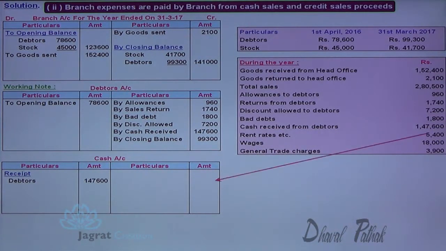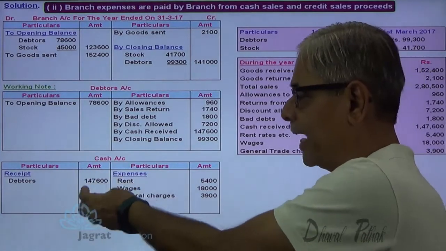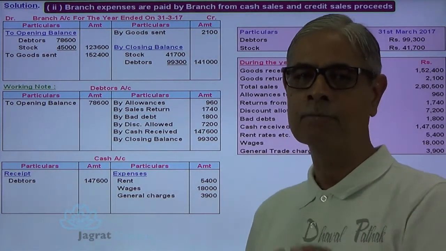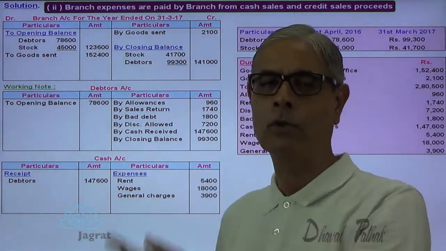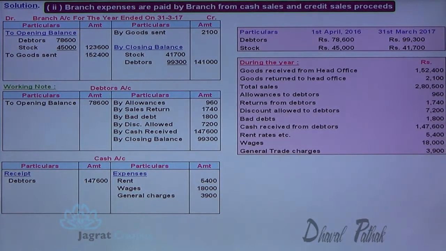Now the expenses are paid from this cash because the branch has paid the expenses. So the payments are rent, wages, general trade charges; all the payments are made by the branch itself. So from the cash proceeds, from cash received by you of cash sales or cash received from debtors, from that cash balance these expenses are paid, and the balance cash will be remitted to HO. That is the meaning of this word. So branch expenses are paid by the branch from cash sales and credit sales proceeds.